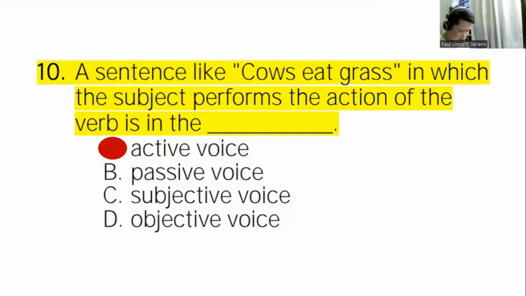Cows eat grass. What is the subject here, Marina? Cows, correct. What do the cows do? Sean, eat grass, correct. So, Joanne, does the subject cows do the action? Yes. If so, the sentence here is in the active voice, right? If the subject does the action, the sentence is in the active voice, right? The verb there is an active verb.